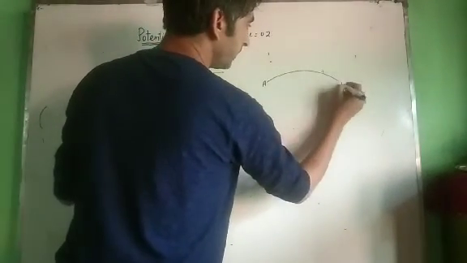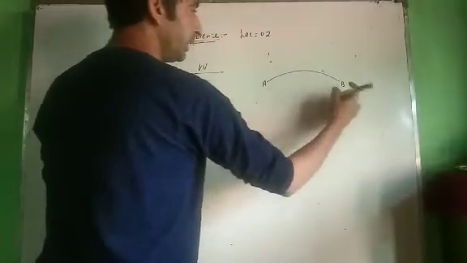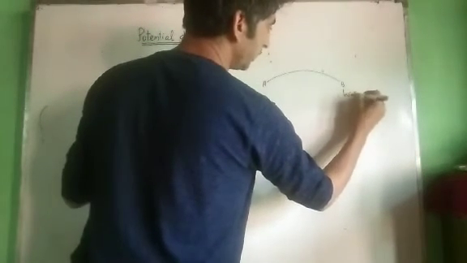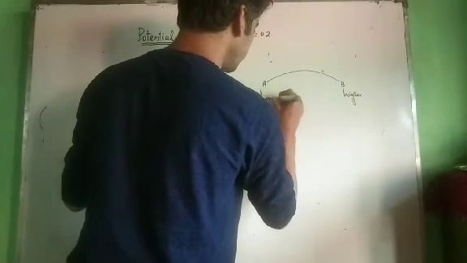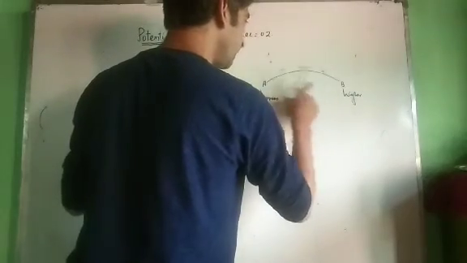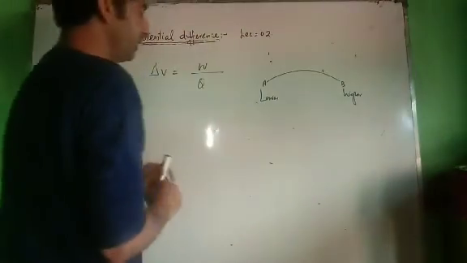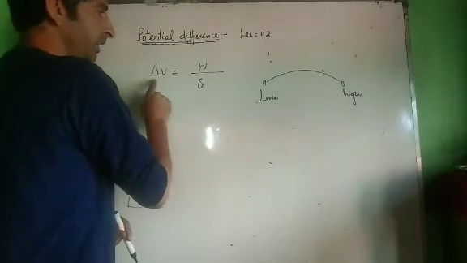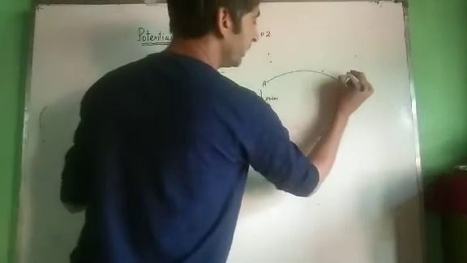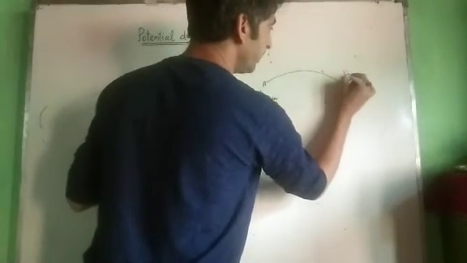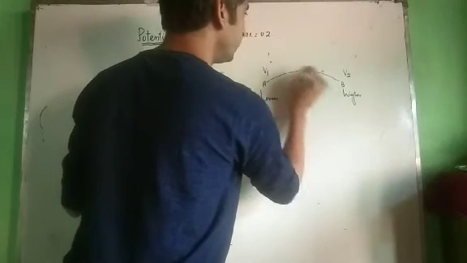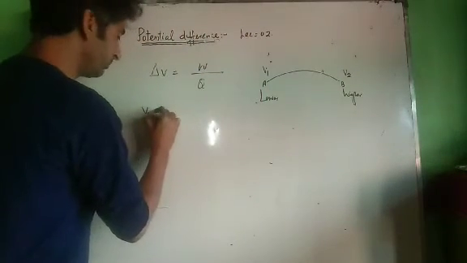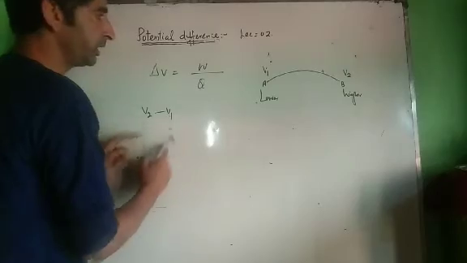This is point A, this is point B. Let this be the final point at higher potential, and this is at lower potential. Difference from higher to lower is called change, and we represent it by del. For example, we have V2 potential and V1 potential. Then the change in these two cases is V2 minus V1. This is change in potential.